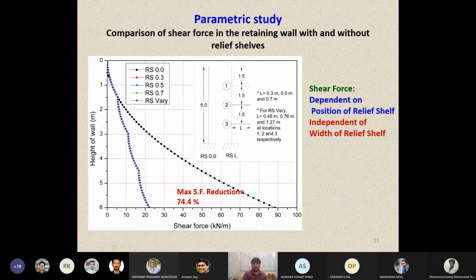Without relief shell, this is the distribution of the shear force diagram. But with the introduction of the relief shell, we noted that the shear force has reduced drastically. Here you can see there is a change in the curvature, which shows the position of the relief shell. That's what is happening there. We also noted that with a change in the width of the relief shell, there is no change in the shear force. Only the position of the relief shell is responsible for changing the shear force diagram, based upon this proposed model.